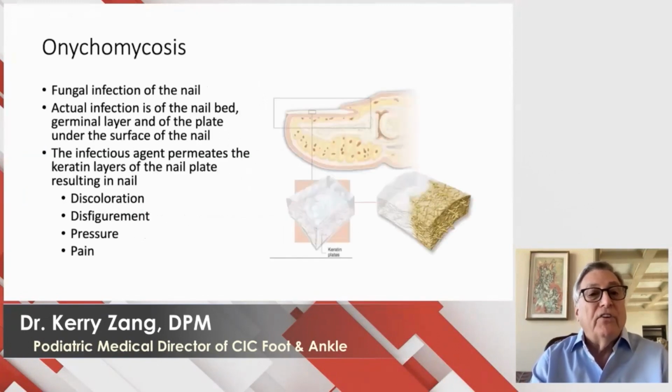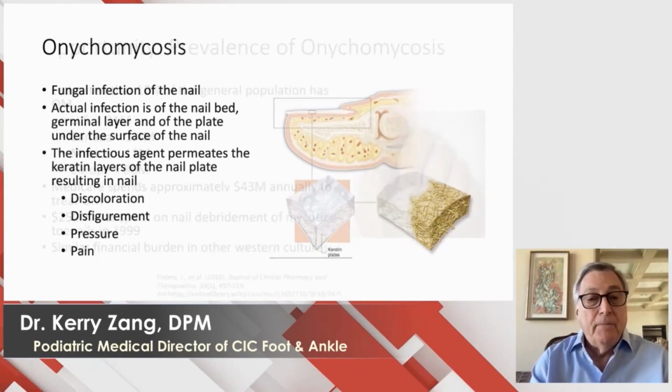So onychomycosis, basically it's a fungal infection of the nail. The actual infection is of the nail bed, the germinal layer, and of the plate and the undersurface of the nail. It's not just in one specific area. And the infectious agent is what causes and permeates the keratin layers of the nail plate, resulting in discoloration, disfigurement, and that translates into pressure and pain.